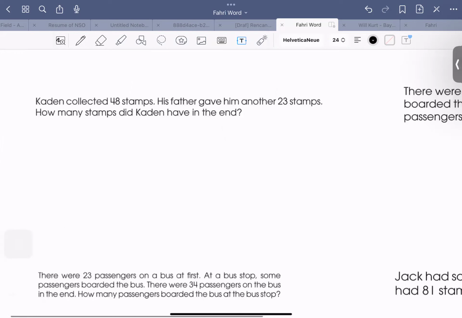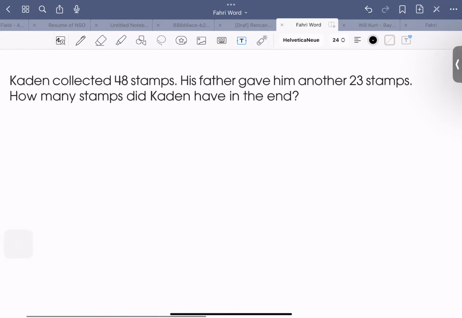So the first question: Caden collected 48 stamps. His father gave him another 23 stamps. How many stamps did Caden have in the end? Is it addition or subtraction? Addition. Cool.